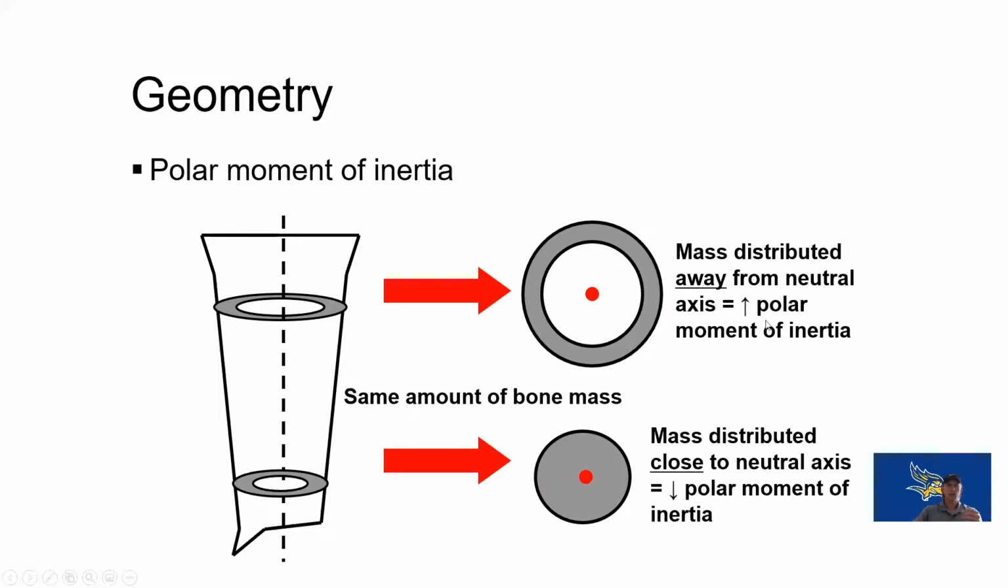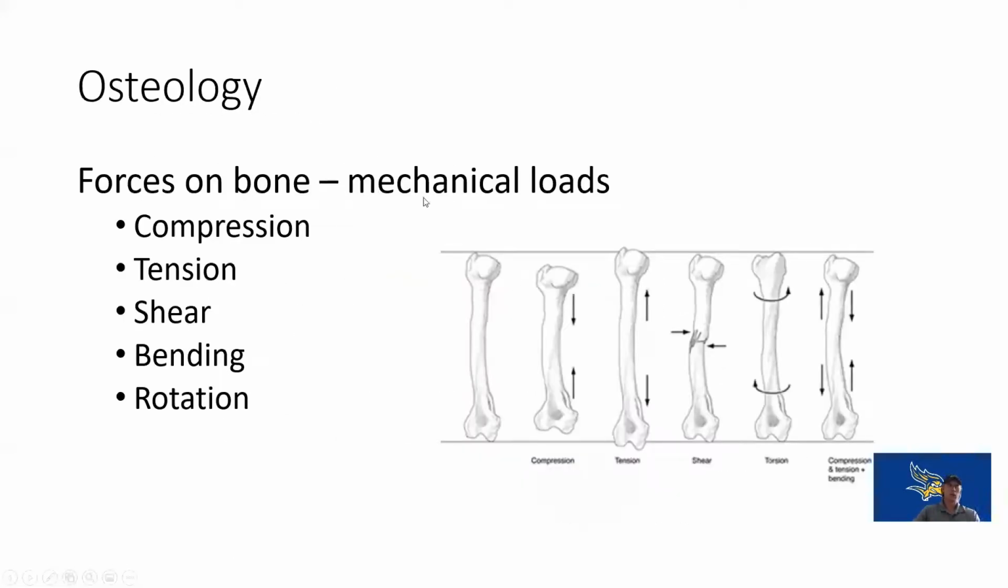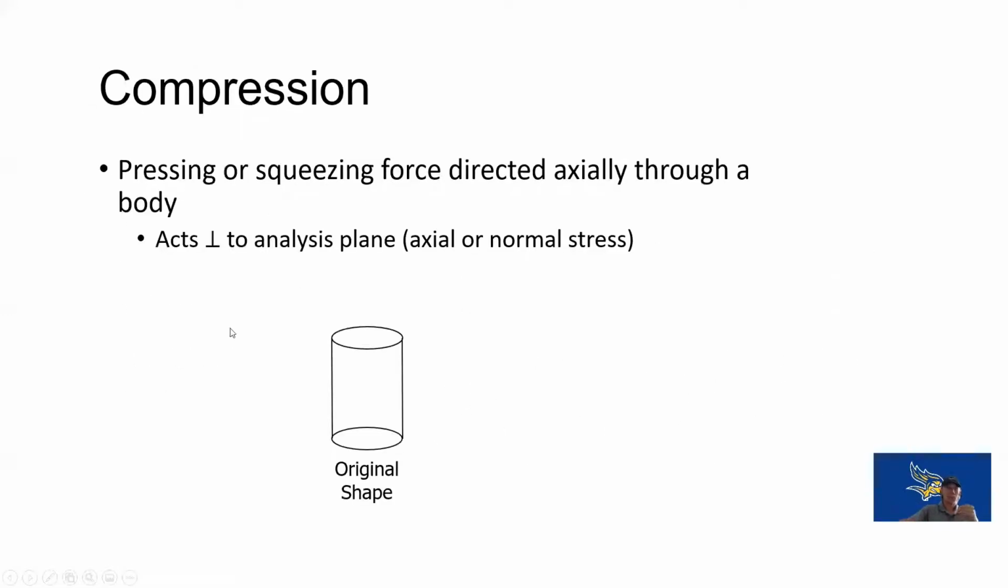Okay, we want a larger polar moment of inertia so that we can resist other forces. Okay, those forces that are acting on the bone are compression, tension, shear, bending, and rotation, or torsion. Our bones are very strong against compression. They're okay against tension, but they're weak against shear, which happens during torsion or kind of compression, bending, turning, tipping, things like that.